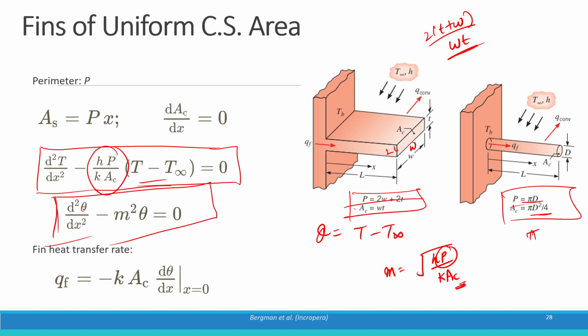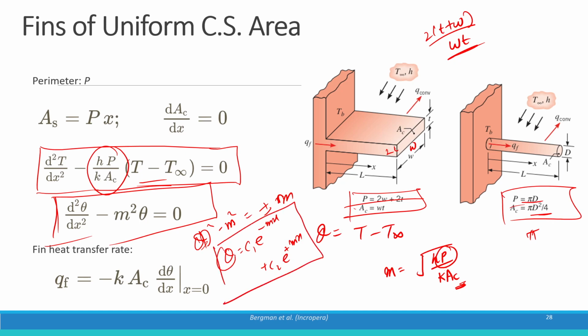So this is a second order differential equation. So the roots of this equation, that is D square minus m square, will be plus or minus m. So the temperature difference will become C1 e raised to minus of mx plus C2 e raised to plus mx. So this is the equation, and so theta is nothing but the temperature difference as shown over here.